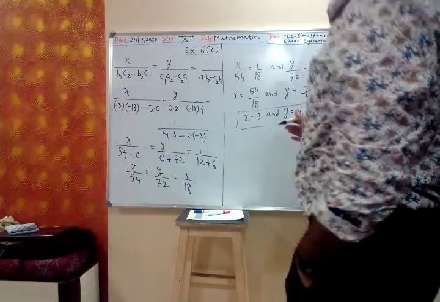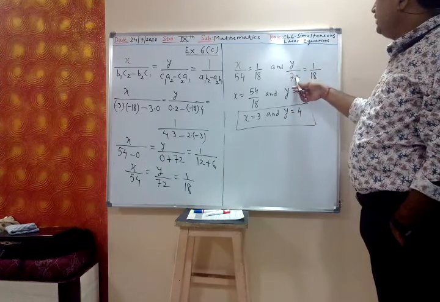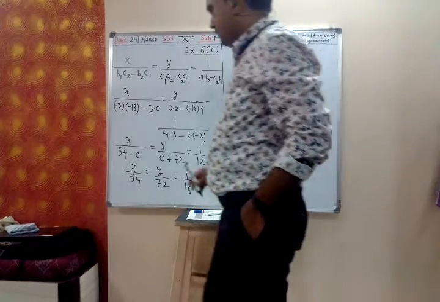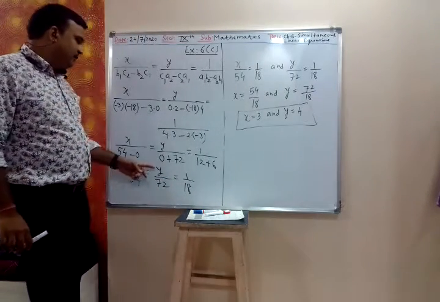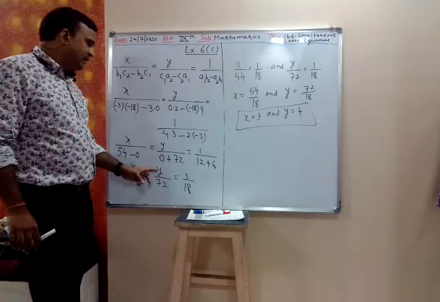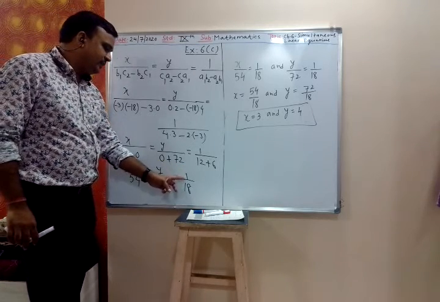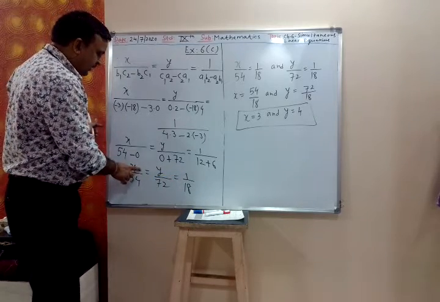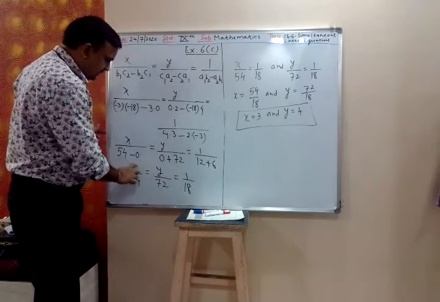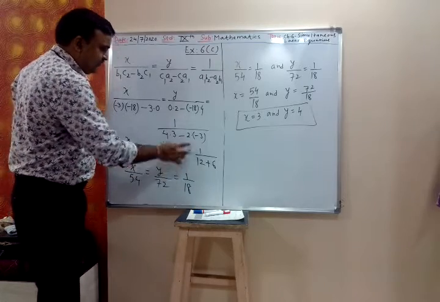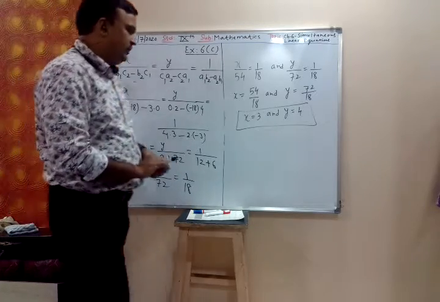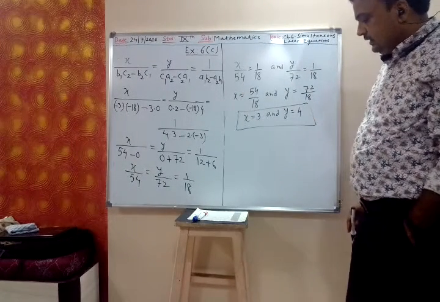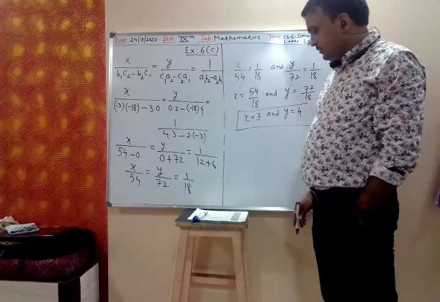Y upon 72 we have taken, no? Y upon 72 only. See, this X and Y value we have to find, and this is already given. There is no unknown variable in 1 upon 18. So what I will do, I will use the formula: A is equal to B is equal to C, that means A is equal to C and B is equal to C, so that you can find the value of variable x and y. Now 8th also same thing, 9th also same, 10th also same.